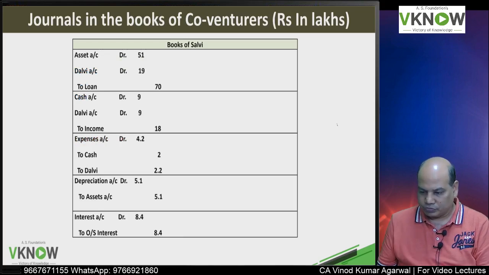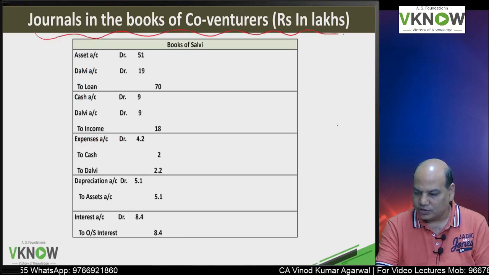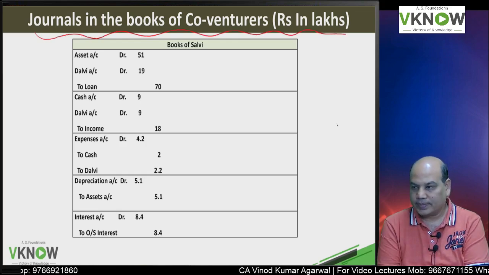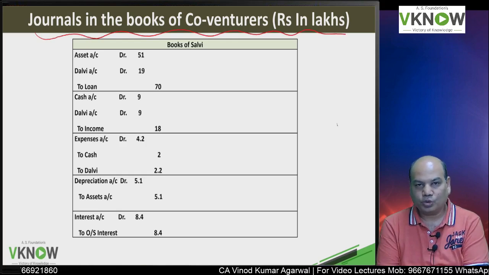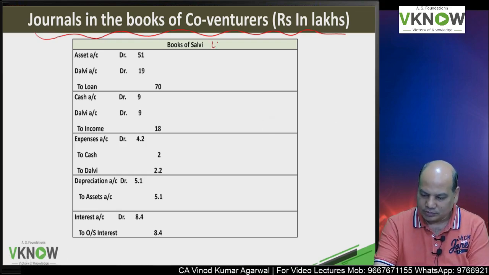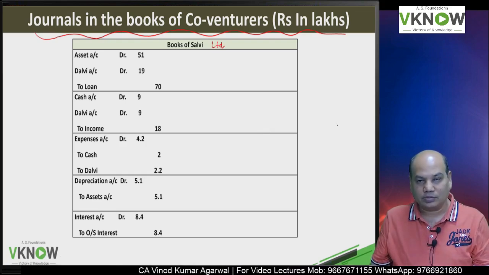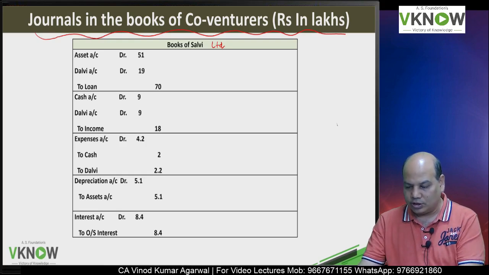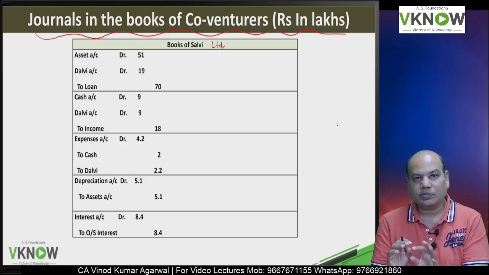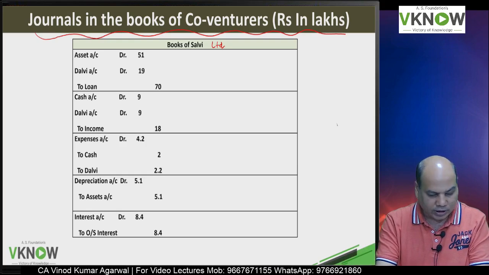Write down journal in the books of co-venturer. First write down books of Salvi Limited. How will Salvi Limited record in his books? You can pass separate entries or you can just pass one entry. Separate entries will help you to understand better.